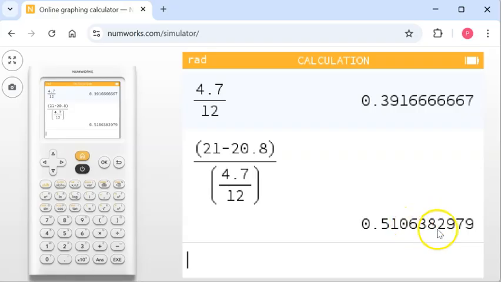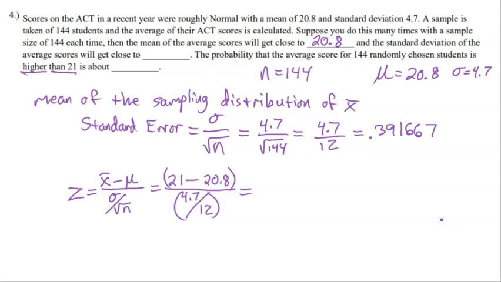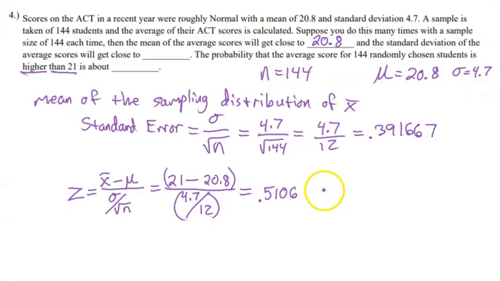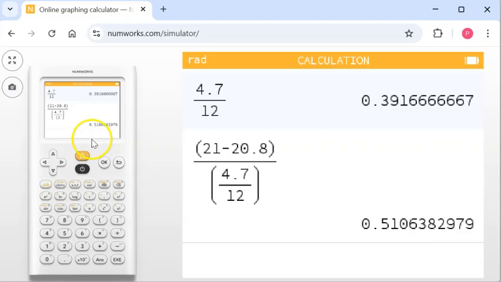And that's going to give me a z-score of 0.5106038. We're going to have to put this z-score into the distribution feature on this calculator. So I need to go out 6 decimal places: 0.510638. So my z-score is going to be 0.510638. And now we're going to put this z-score into the distribution feature.